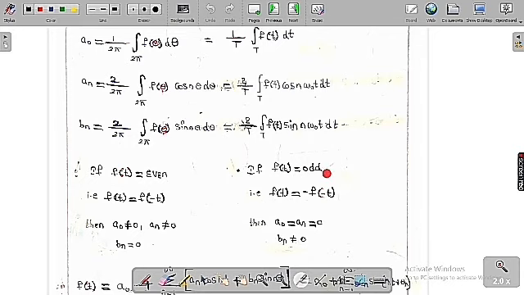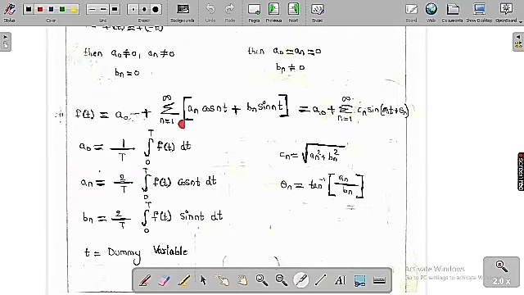Similarly, if f of t is an odd signal, meaning f of t is equal to minus f of minus t, it is antisymmetric with respect to the y-axis, and we call this function an odd signal. For an odd signal, f of 0 is always equal to 0. Therefore, for an odd signal, a naught and an are equal to 0, whereas for bn, odd into odd is again even, so here we get a value not equal to 0. Only bn is not equal to 0, whereas a naught and an are equal to 0, because integration of an odd signal is equal to 0, and odd into even is again an odd signal, so its integration also gives you 0, but not bn.